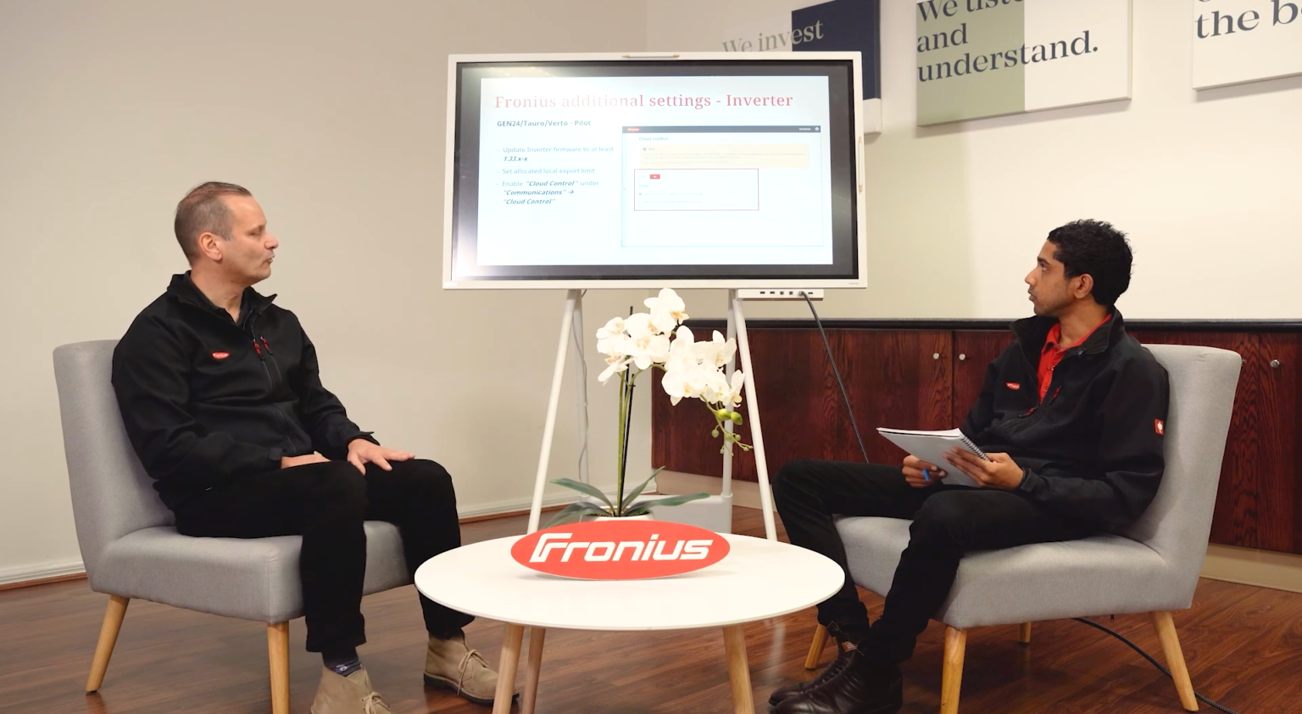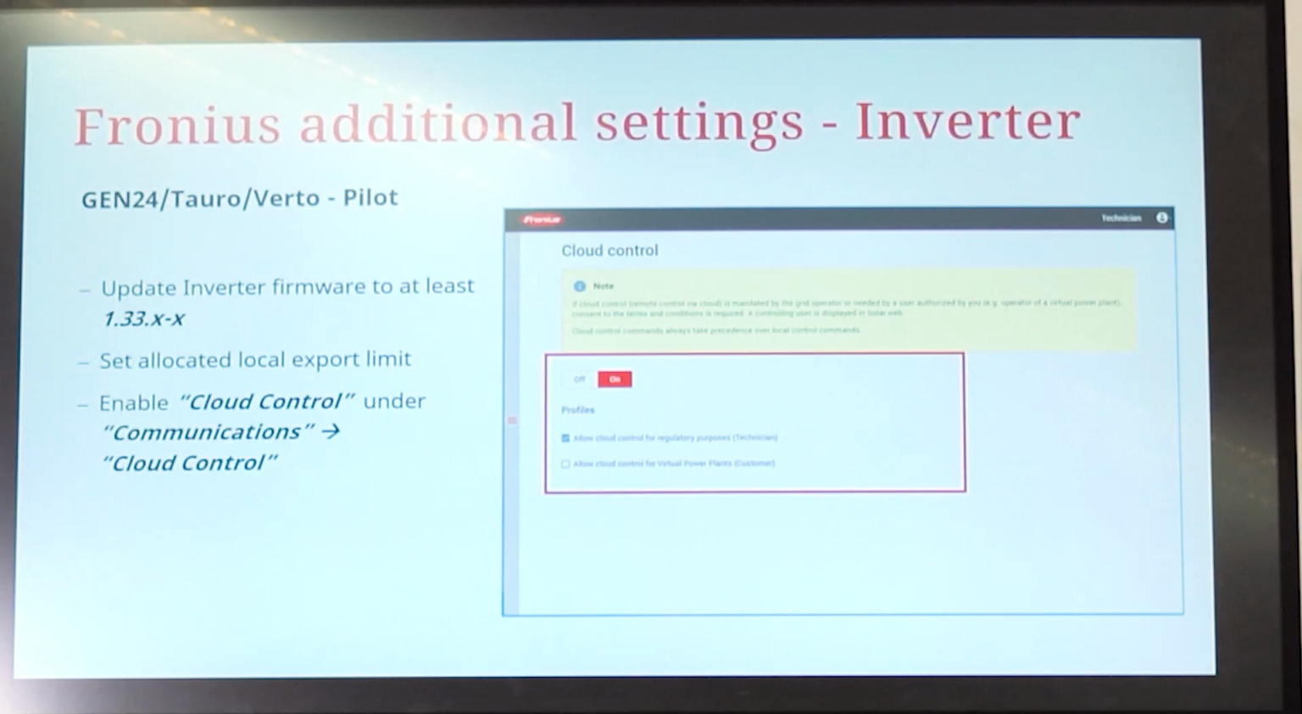Okay, for the Gen 24 Tauro Verto platform, which uses a Pilot rather than the Data Manager, that will need the 1.33 firmware version, which is not out yet. That should be out at the time of this recording, or maybe mid-September at the latest. Again, you'll need to set a local export control, and also activate the cloud control function on the web interface itself. It does look a bit different. You set it to on, and you'll need to do it for the technician one, not for VPP. They both do the same anyway, but usually that'll be set for the regulatory purposes type 1.